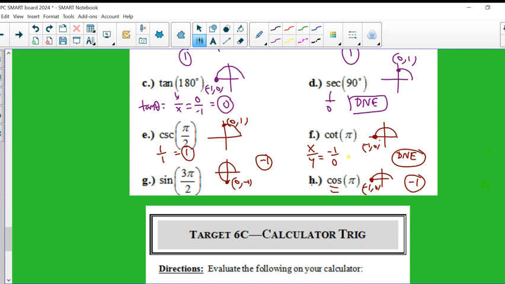So the quadrantal values work because we're using a unit circle approach. Okay, so certainly give those a try, and we'll take a look at the next section tomorrow.